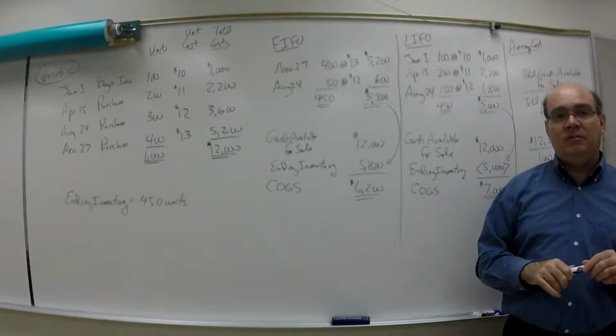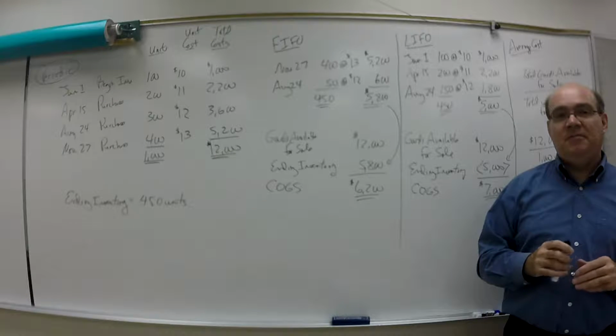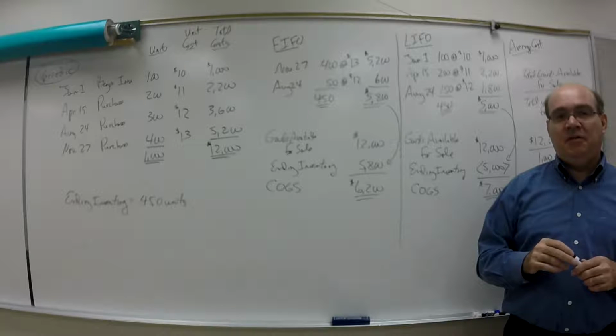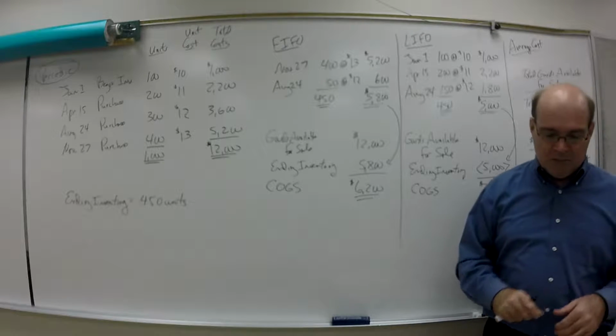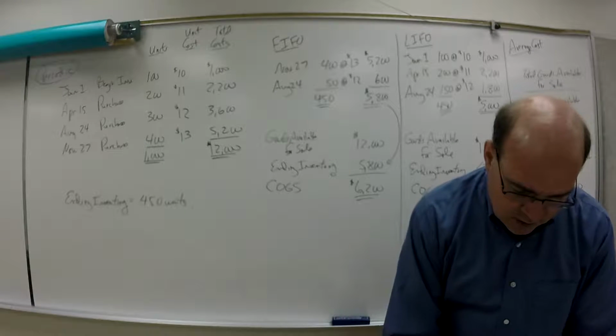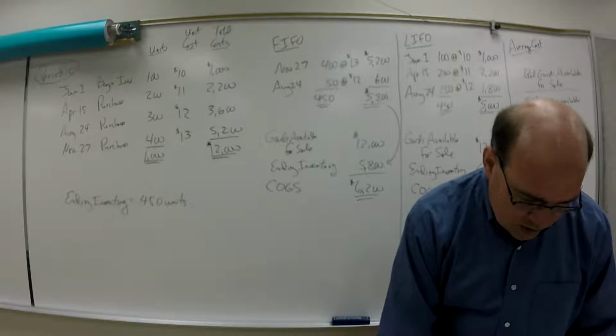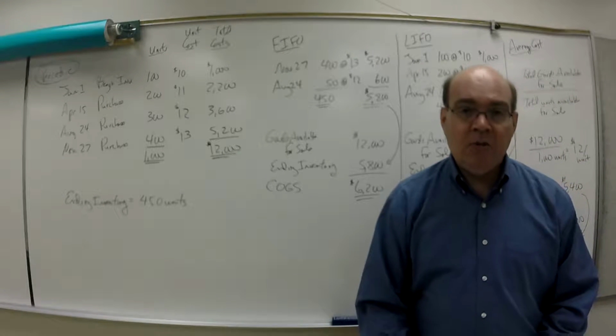In the book, is there a perpetual average cost example? There is. We're going to do that. It's on page 279, perpetual average cost. We're going to do one of those.